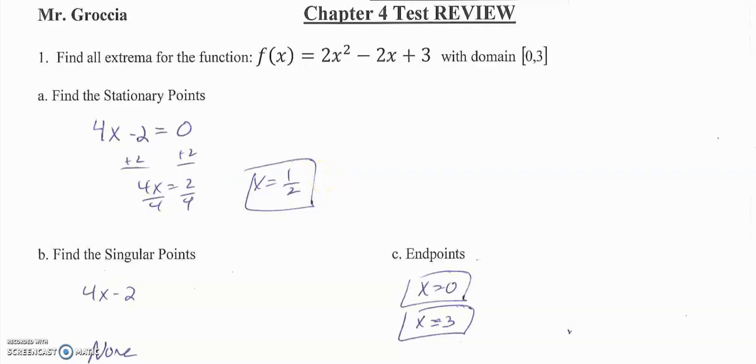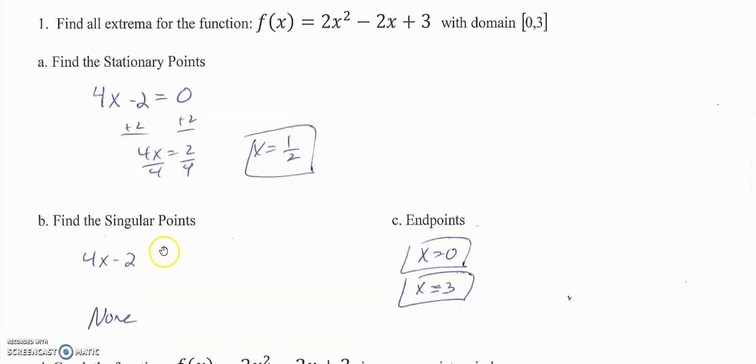Then for the singular point, we look at the derivative and see if there's any place that makes it undefined. So it'd be like dividing by an x, or where an x is in the denominator. In this case, we have 4x minus 2, so there are no singular points. And then endpoints come from the domain. So the domain is given as 0 to 3. So our possible points are 1/2, 0, and 3.